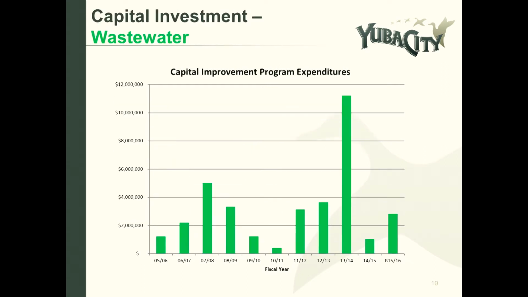Similarly for wastewater, you see a large spike in fiscal year 13-14, and that's basically related to the downtown collection system rehabilitation replacement project, oxygen reactors, and 12 kV switchgear improvements at the wastewater treatment facility, and then the emergency wastewater outfall line project that we had to do in 2012.